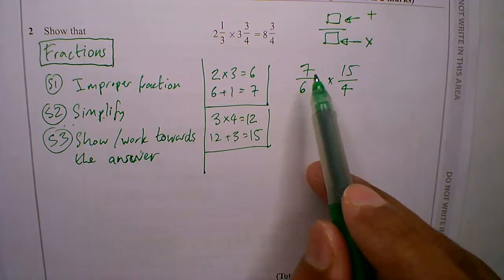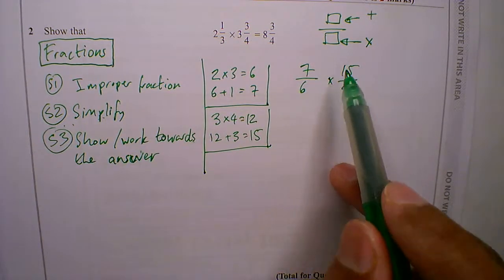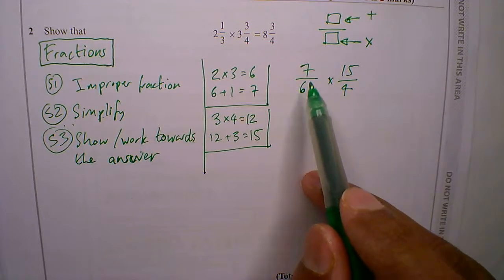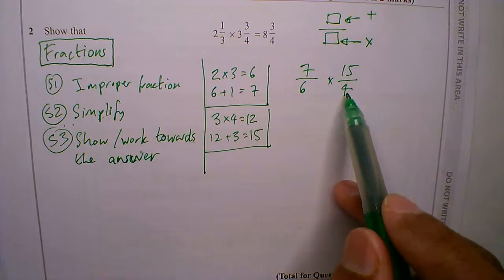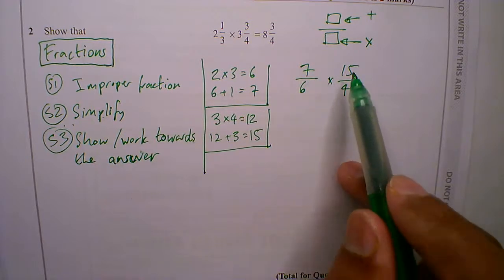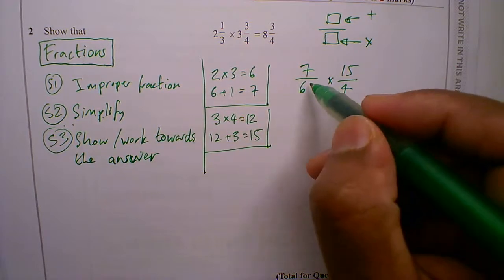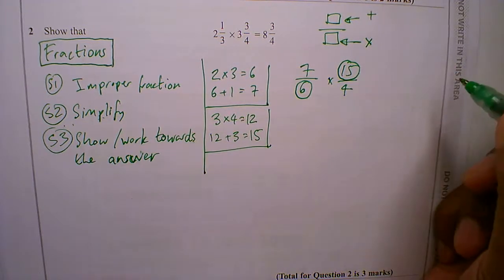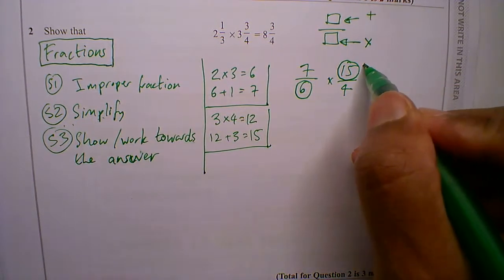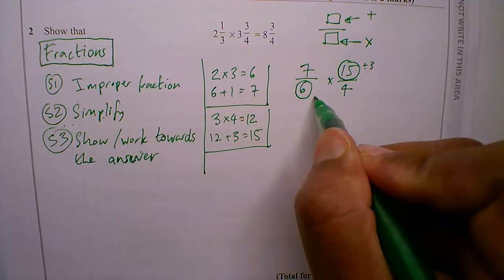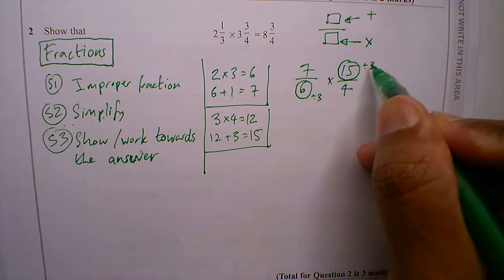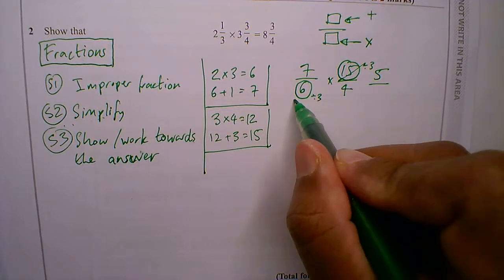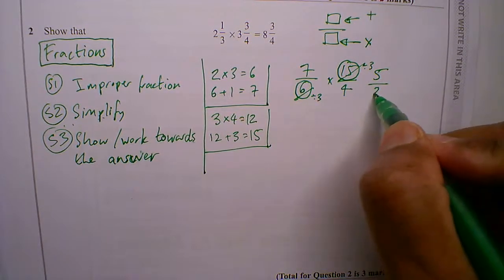So I'm going to look vertically. Are there numbers that go into each other? Can we simplify 7 over 6? No, we can't. Can we simplify 3 over 4? No, we can't. Now we need to look diagonally. Can we simplify? And yes, we can see that 6 and 15 have a common number. So what number goes into them? 3 goes into here, and 3 also goes into there. So 15 divided by 3 gives me 5. 6 divided by 3 gives me 2.